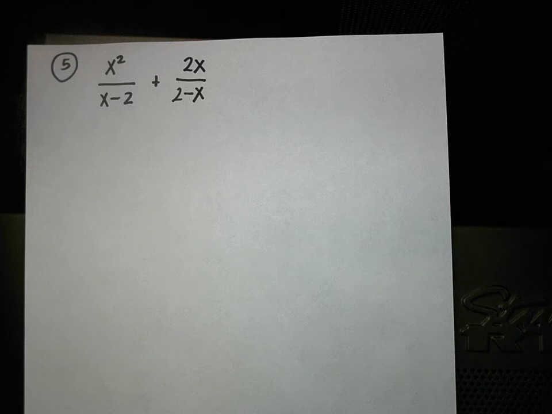Okay, what do you notice about these denominators? They're not the same. Right, they're opposites, right? They're not quite the same. What could I do in order to make them the same?